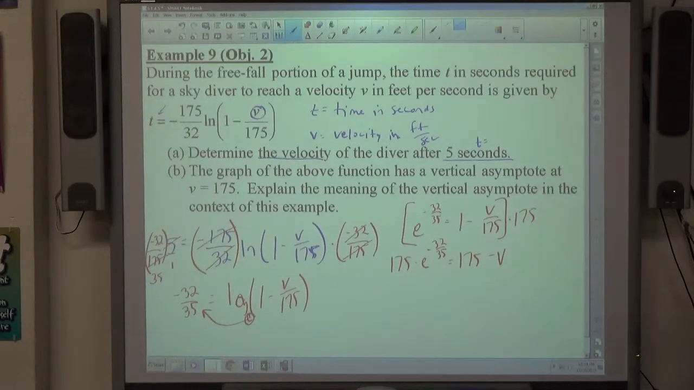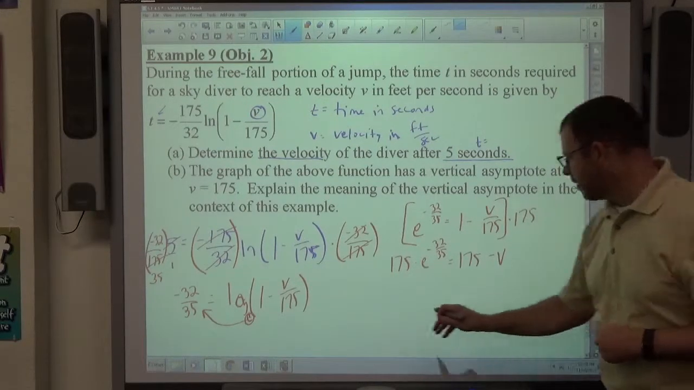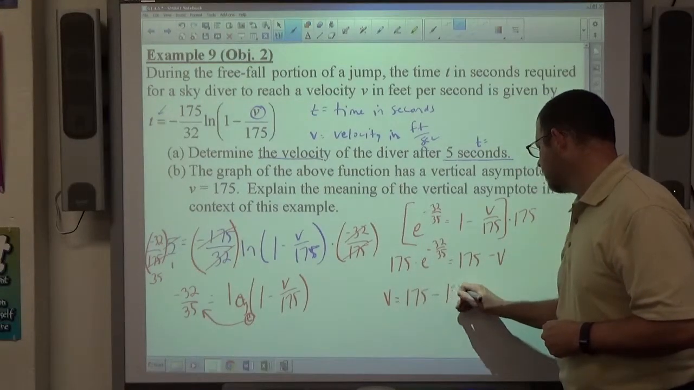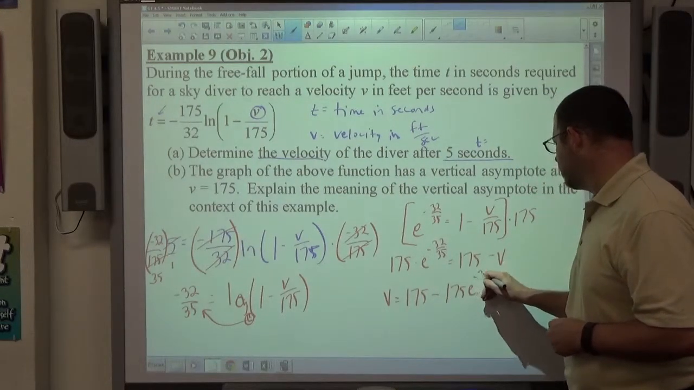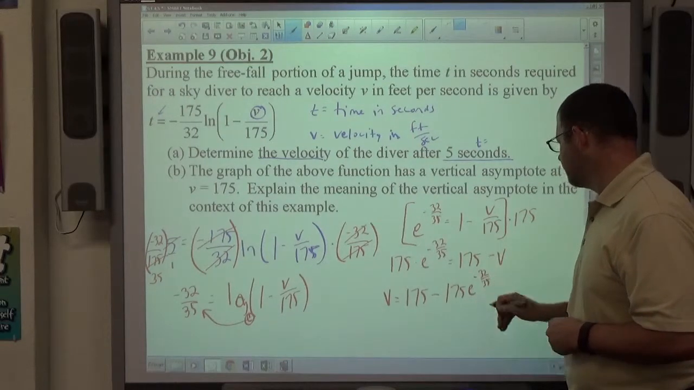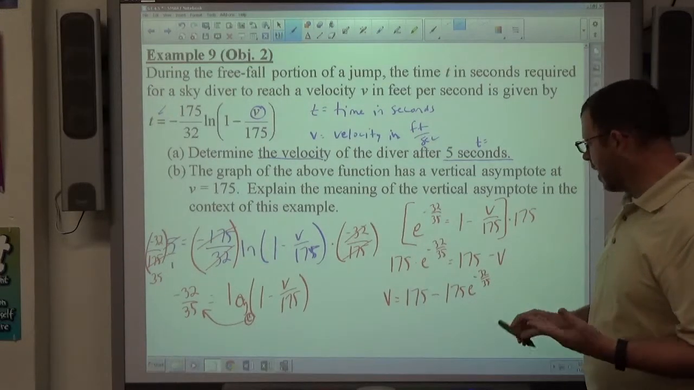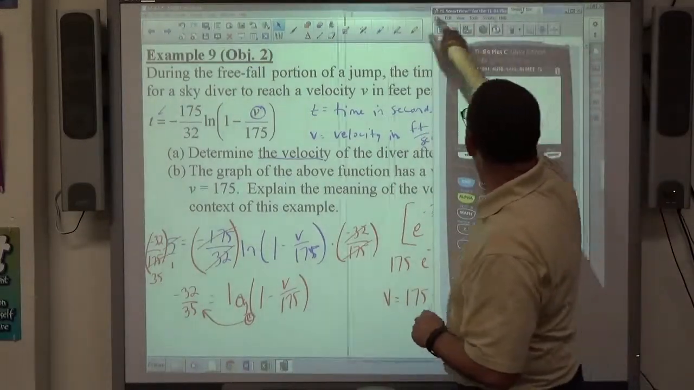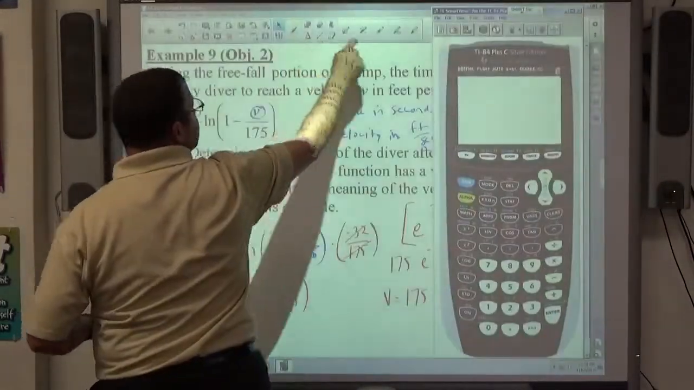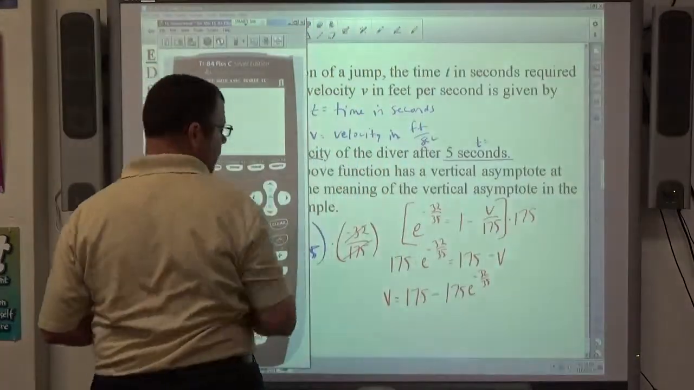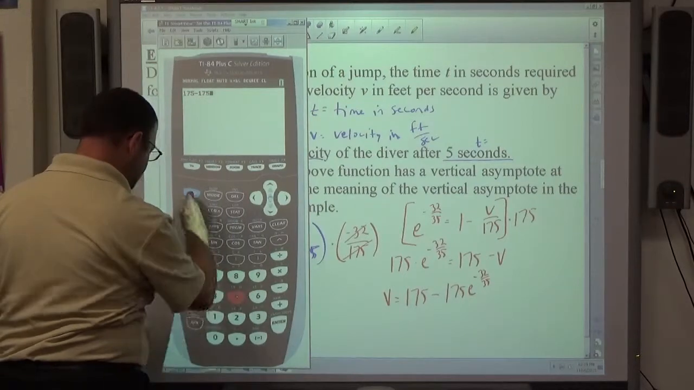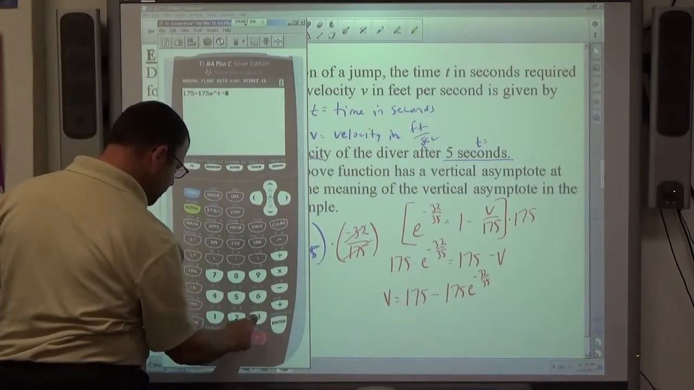So if I move the v to the left, and the 175 e to the negative 32 35ths to the right, I'm going to get v equals 175 minus 175 e to the negative 32 35ths. And then my calculator knows the evaluation of that, right? So, get my calculator out. Not covering the whole board here. 175 minus 175 e to the negative 32 35ths.